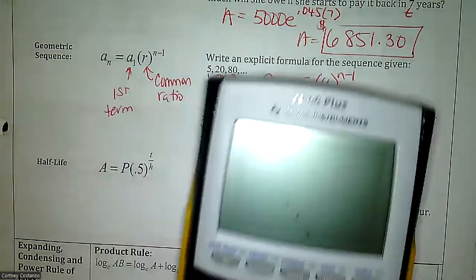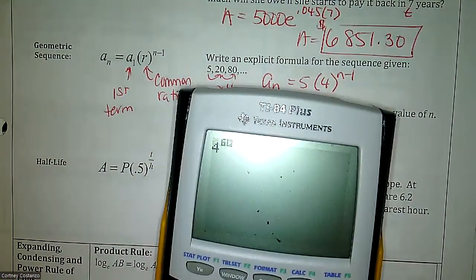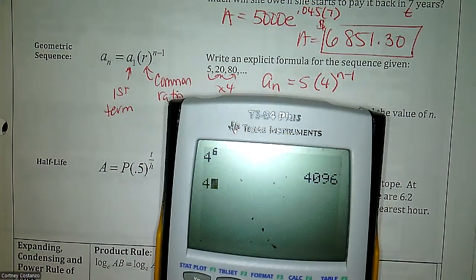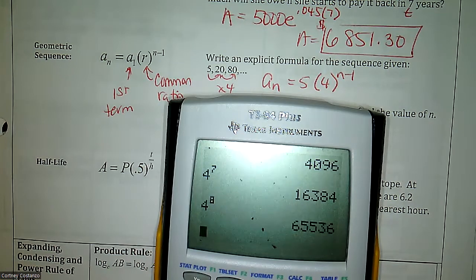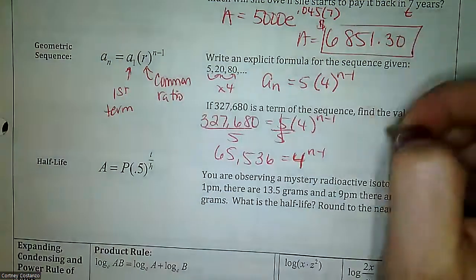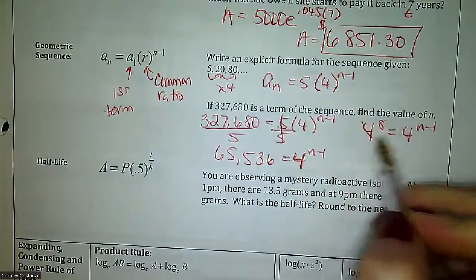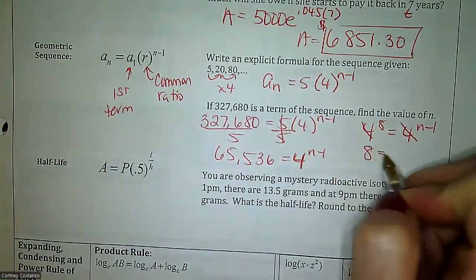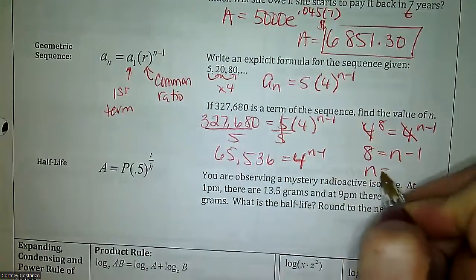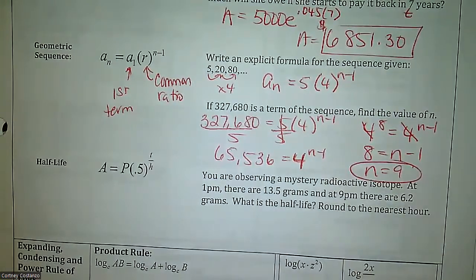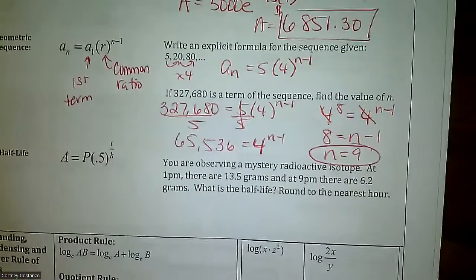So I did some guess and check. I could start with 4 to the 6th. It's obviously too small. Then 4 to the 7th, still too small. 4 to the 8th. I just did guess and check until I got there. So 4 to the 8th power is equal to 4 to the n minus 1. Once I have common bases, I can drop the bases and solve for n. And I would say that it's the 9th term in the sequence.